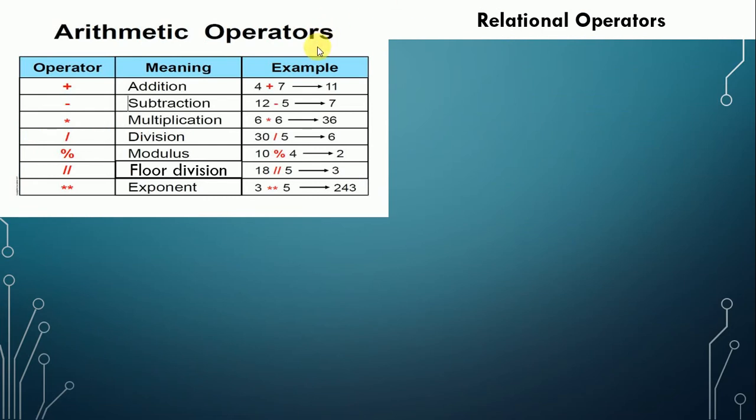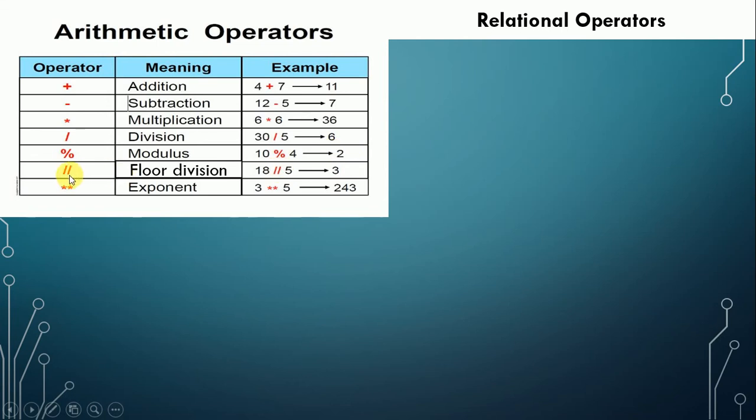Now let us learn about the operators in Python. The first one is the arithmetic operators. Arithmetic operators generally consist of the mathematical symbols: plus, which is used for addition; minus, for subtraction; multiply, for multiplication; divide, for division. This is the modulus operator. The modulus operator gives us the remainder. If we divide 10 by 4, then the quotient is 2 and the remainder is 2. So the modulus operator is used to give us the remainder.